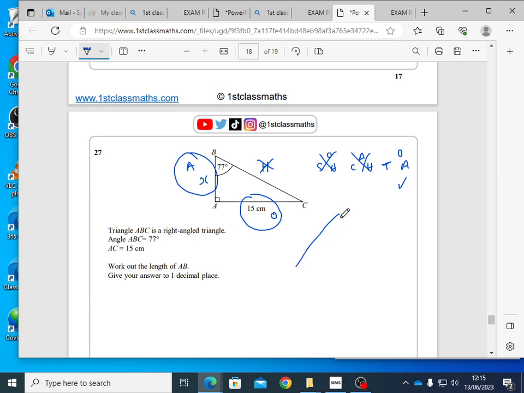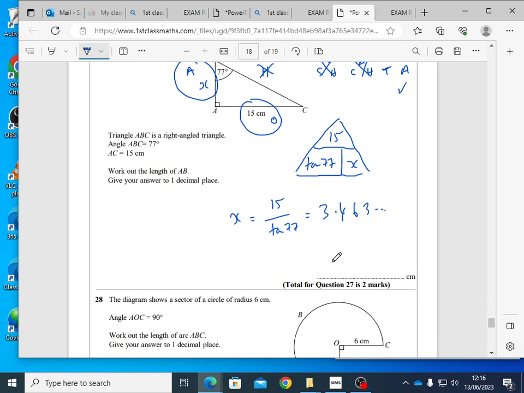So I'm going to draw that again, this time slightly bigger, and I'm going to change the letters for numbers. O is 15, A is X, and T stands for tan. You must always put the angle with it, 77. So X is going to equal 15 over tan of 77. If we type that in my calculator, 15 divided by tan 77, make sure your calculator is in degrees, which is a small D at the top. I'm going to get 3.463, etc. And then to one decimal place, that will be 3.5. So always best to write more and then round it later.